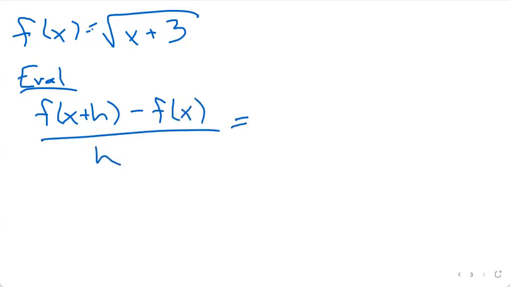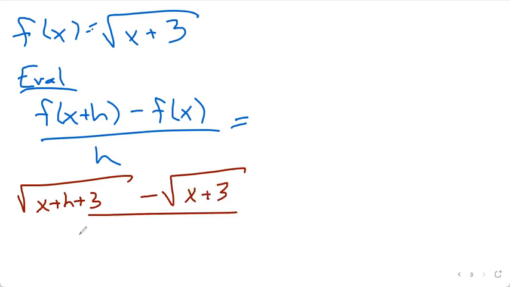f of x plus h. So once again, wherever there's an x, you're going to replace it with an x plus h. Giving you the square root of x plus h plus 3, minus the original function f of x, all over h.